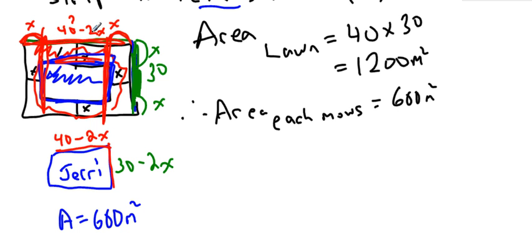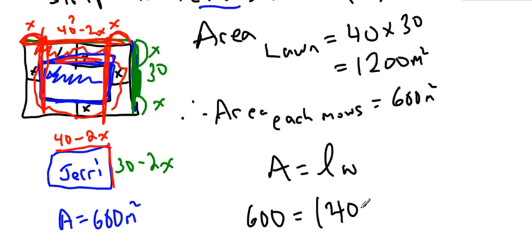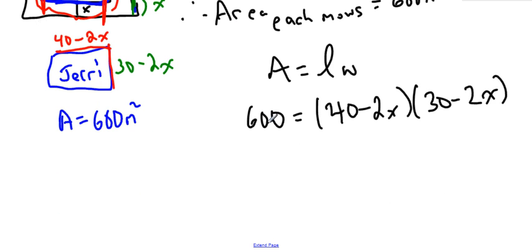By the same logic we used up here, the whole thing is 30, but I've cut away a piece called x, and I've cut away a piece called x, so I'm left with 30 minus 2x. And so I can create an equation because we know that area is length times width. Jerry is cutting a 600 meter squared area, and the length of his rectangle is 40 minus 2x. The width of his rectangle is 30 minus 2x. Now we have one equation with a single unknown called x, so we can use all the algebra skills we can to solve for x.